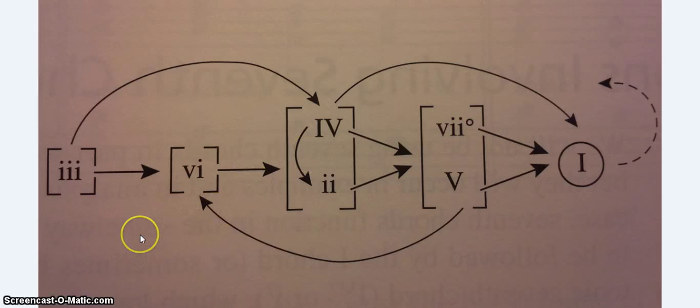So going the opposite way, the 3 can go to the 4 or the 6, the 6 can then go to the 4 or the 2. The 4 can go to the 2, the 1, the 7, or the 5. The 2 can go to the 7 or the 5. The 7 can go to the 1 or the 5, and the 5 can go to the 1 or the 6.